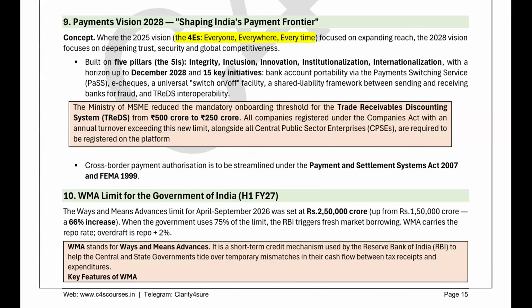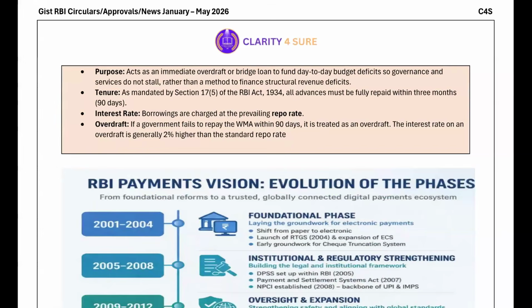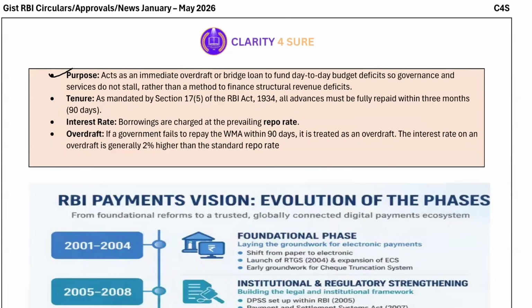Just let me switch the page. Purpose: it acts as an immediate overdraft or bridge loan to fund day-to-day budget deficits, so governance and services do not stall, rather than a method to finance structural revenue deficits. Second is the tenure. As mandated by Section 17(5) of the RBI Act of 1934, all advances must be fully repaid within 3 months, that is 90 days.